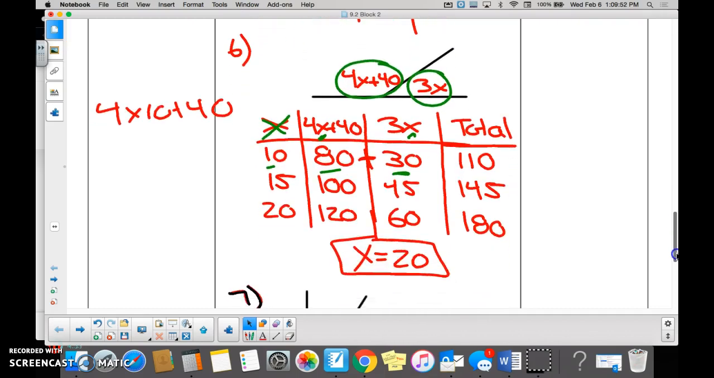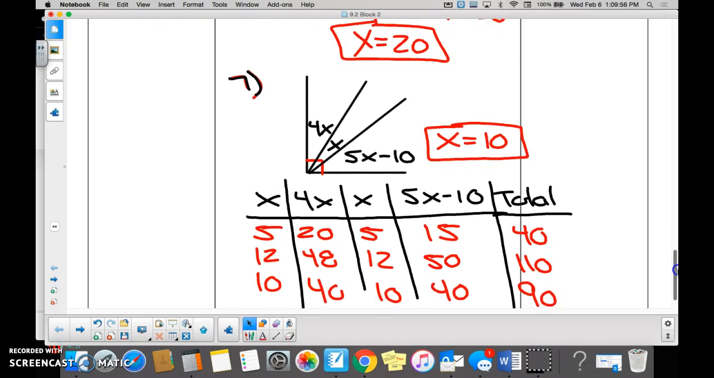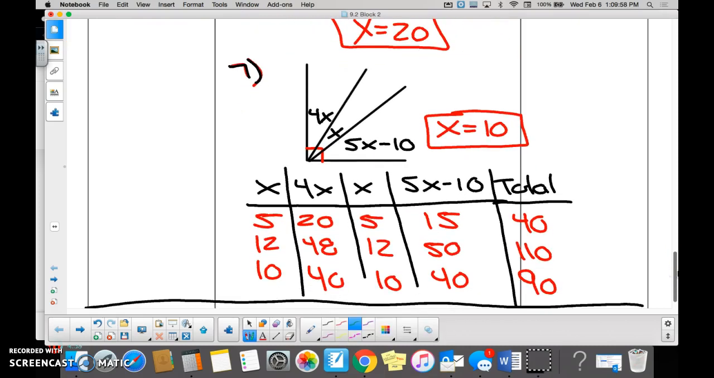Yes. And then this one, number 7, how many angles do I have to make up the right angle? 3. So we have an angle that's called 4x. We have an angle called x. And we have an angle called 5x minus 10. Yes, no? Yes. And what's this column again? Total. It's the guess column, right? Yes or no? Yes. Question.